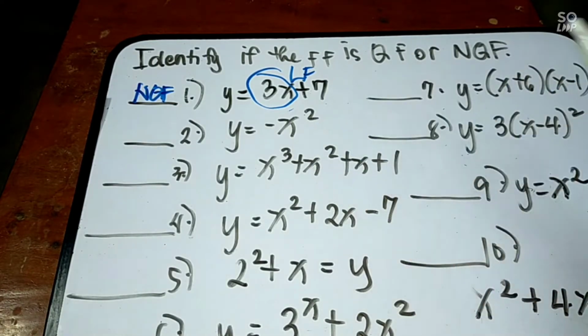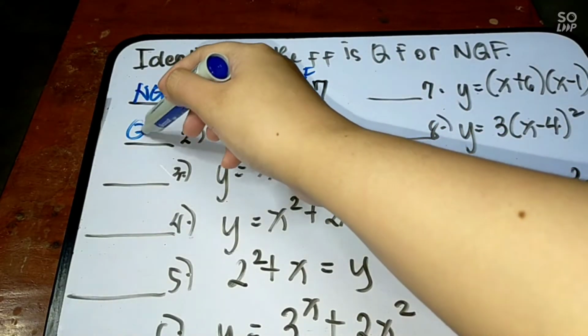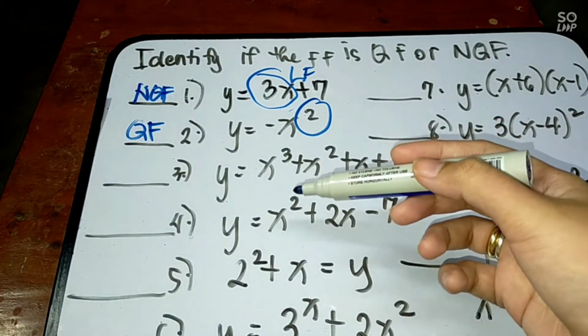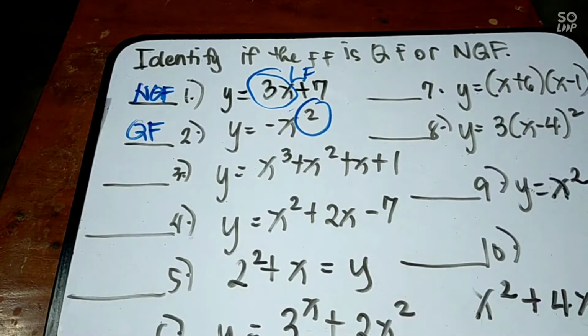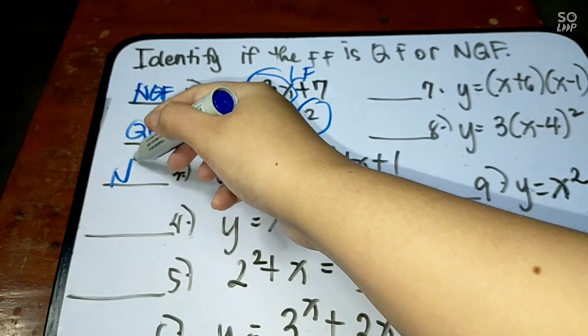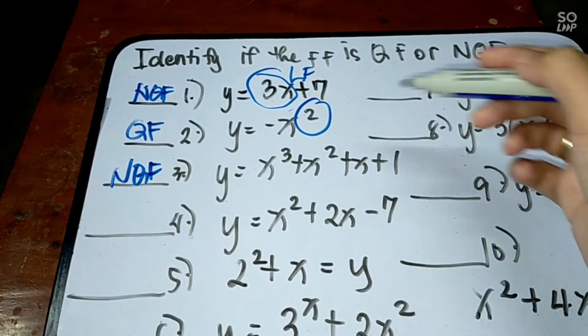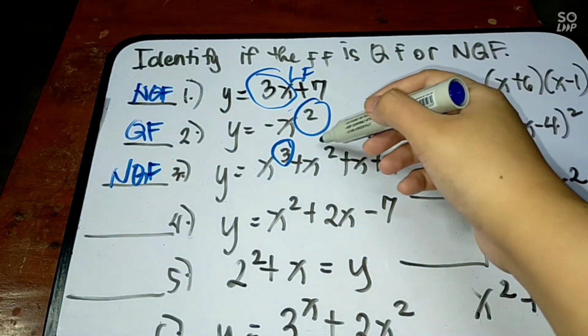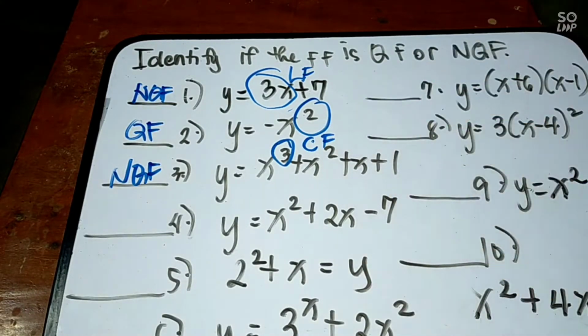Number 2. y is equal to negative x squared. Quadratic function or not? Okay, so this one is a quadratic function. Kasi ang highest exponent natin is 2. That is it. Number 3. y equals x cubed plus x squared plus x plus 1. Quadratic function or not? Alright, this one is not a quadratic function because the highest exponent is 3. So, ang tawag naman sa kanya is cubic function.